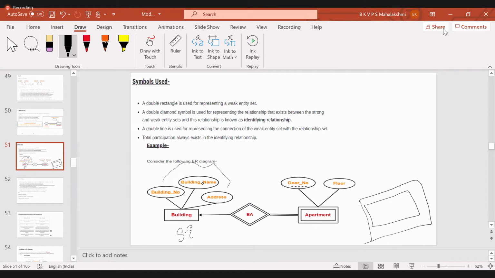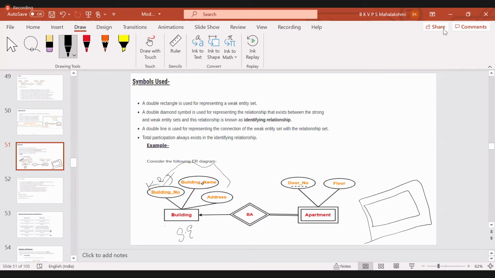So that is why building number is the important one, and it acts as a key for this entity. If an entity has a key, then it is called a strong entity, so we represent this entity within a single rectangular box. Got it now?